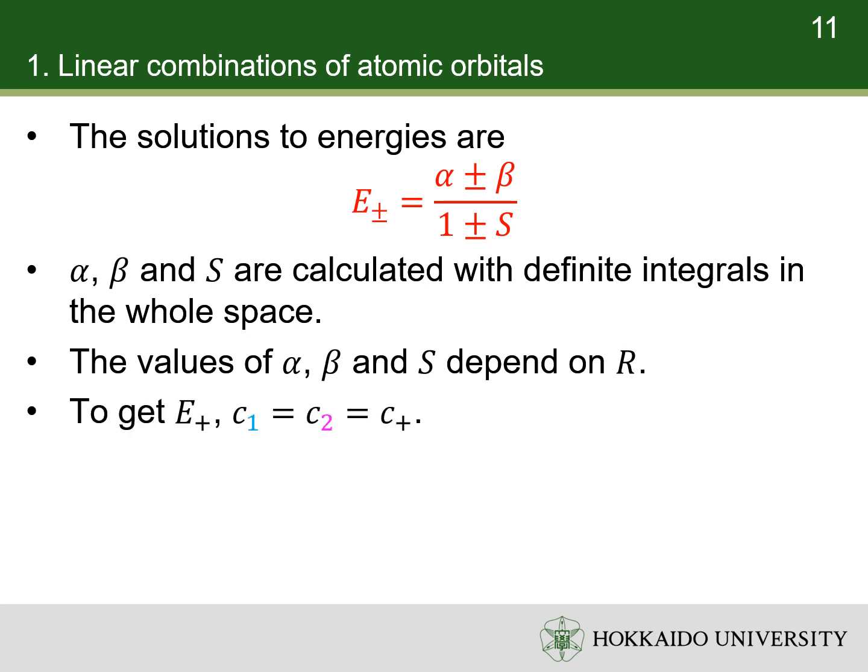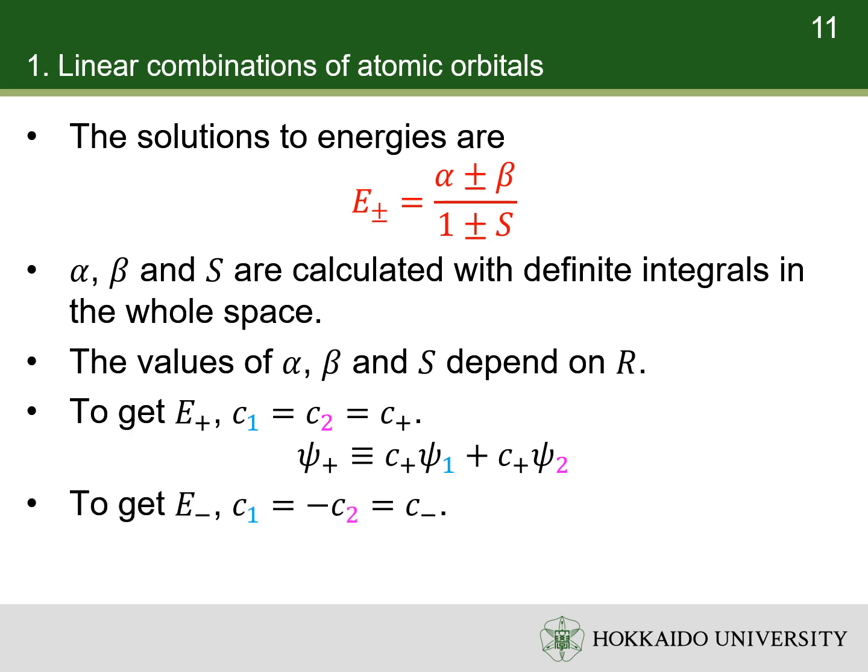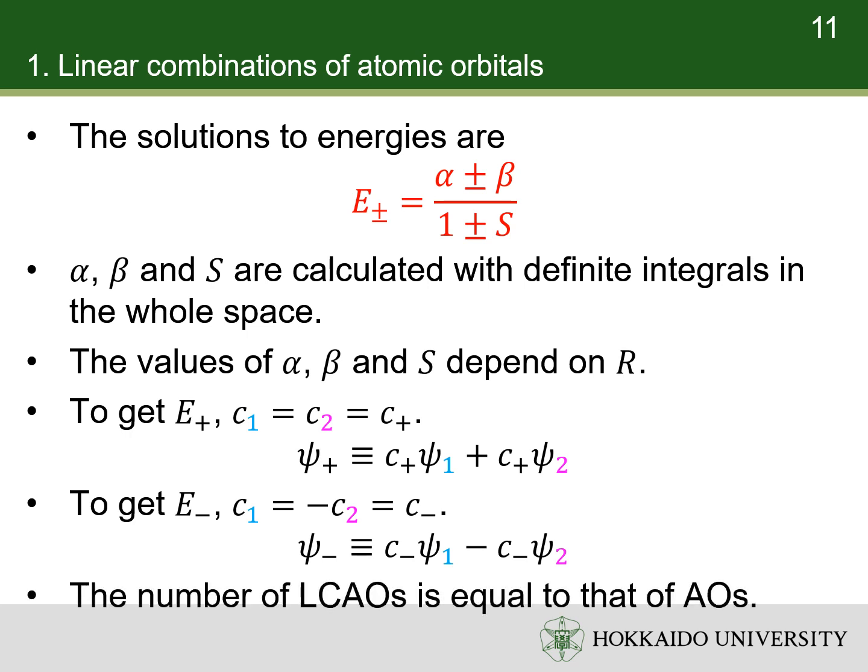If E plus is used, C1 is equal to C2. They can be denoted as C plus. This LCAO is denoted as psi plus. If E minus is used, C1 is equal to minus C2. C1 can be denoted as C minus, then C2 is minus C minus. This LCAO is denoted as psi minus. It is not difficult to find that the number of linearly independent LCAOs is equal to the number of atomic orbitals included in the linear combination.